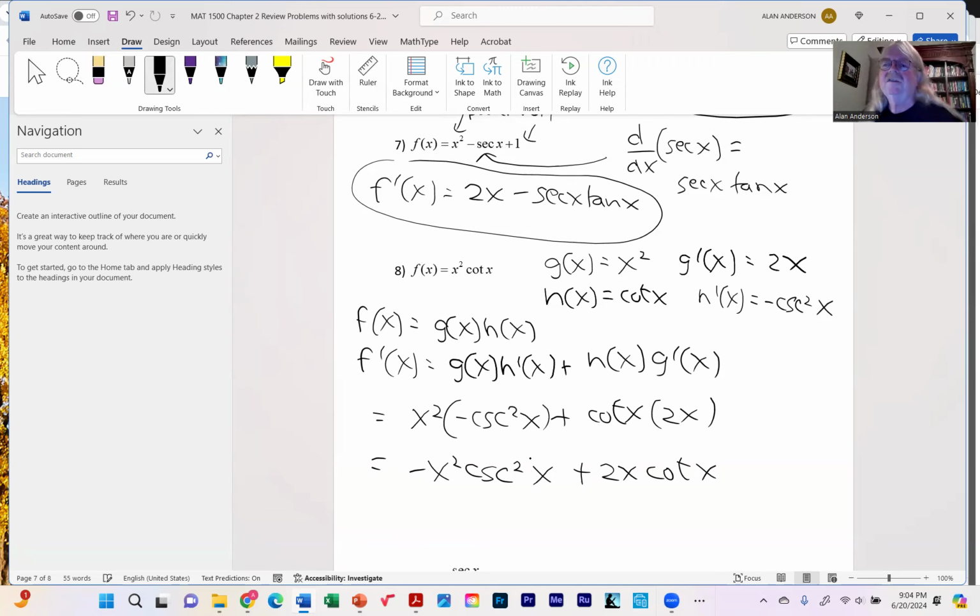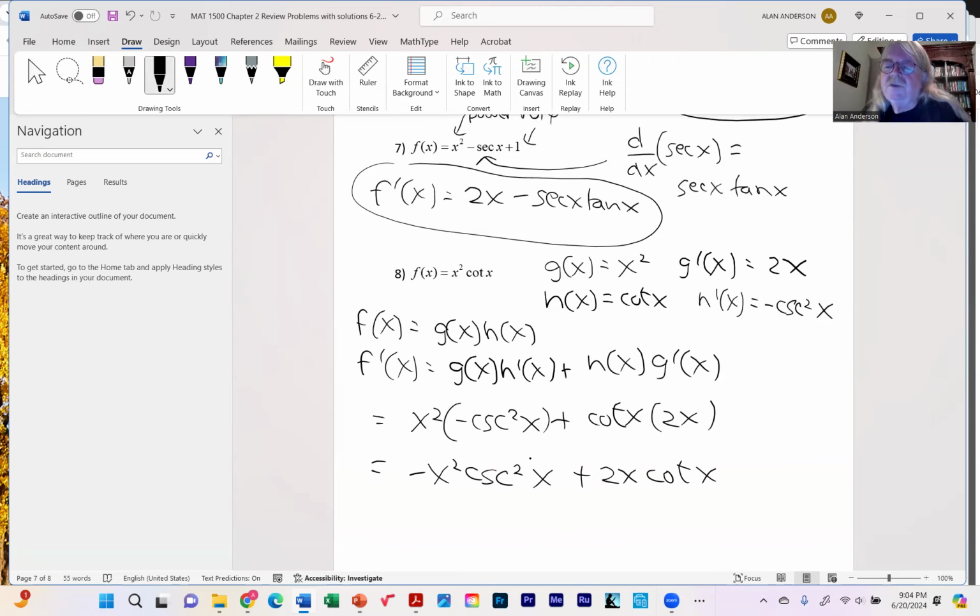Usually when we have a product of a polynomial and a trig function, we usually write the trig function last. It's not absolutely necessary, but that's the convention. So this is your final result.